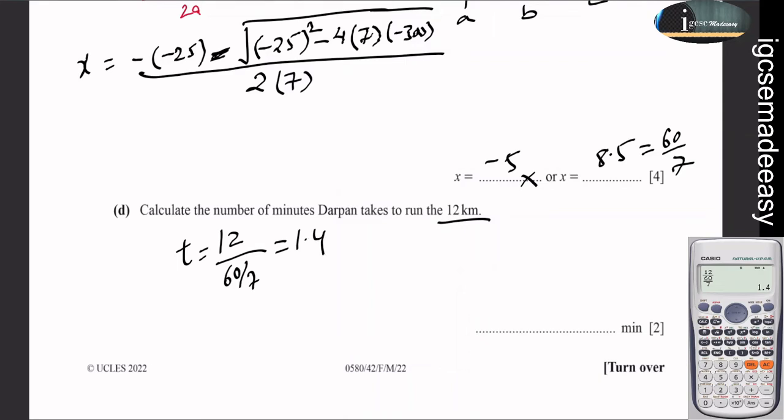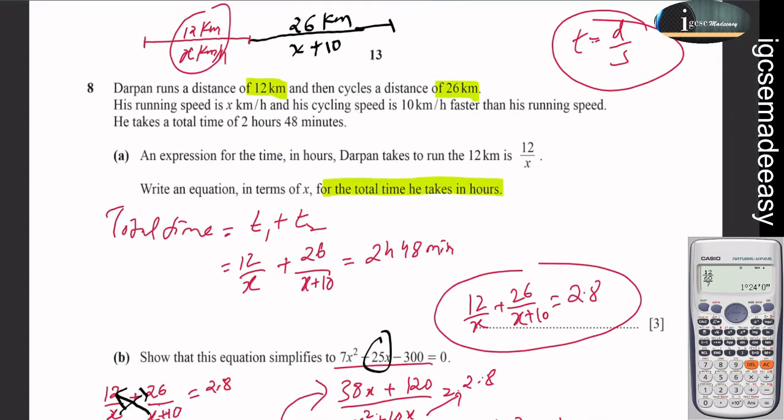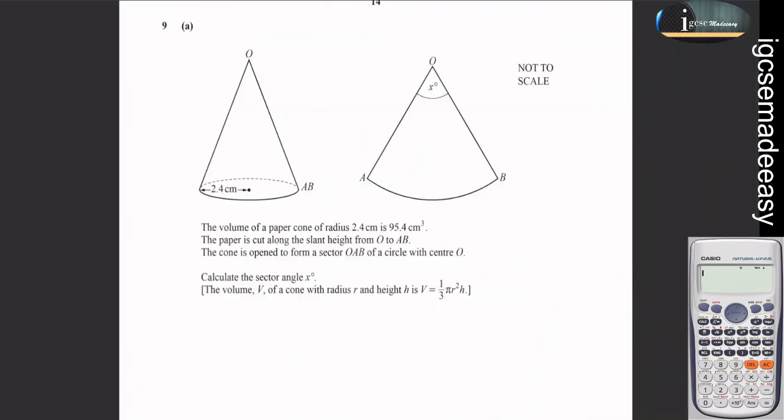If I want to change that into minutes, 1.4 is actually giving me, in the calculator, 1 hour and 24 minutes. You know that 1 hour has 60 minutes, so adding 24 to that, 60 plus 24 is 84 minutes. So the total time will be 84 minutes in this case. I hope you understand this question. So let's do the next question.